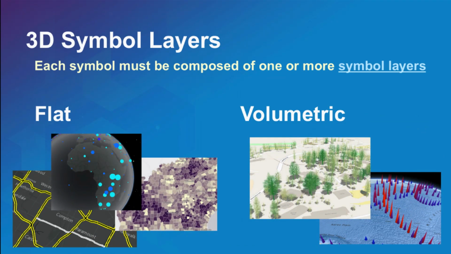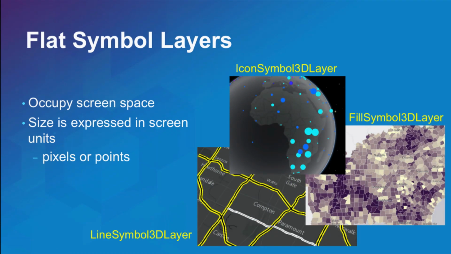There's flat symbol layers and volumetric symbol layers. When we talk about flat symbol layers, if you look at those images off to the left, they're essentially 2D symbols, right? If you see fills or icons or lines like that, they're 2D symbols, but in the API we call them 3D symbols because they fall under the same classes as point symbol 3D, and we describe them as flat. And then there's the volumetric symbols. This is the traditional idea of a 3D symbol where it occupies 3D space. And these highlight some of the differences between the two.